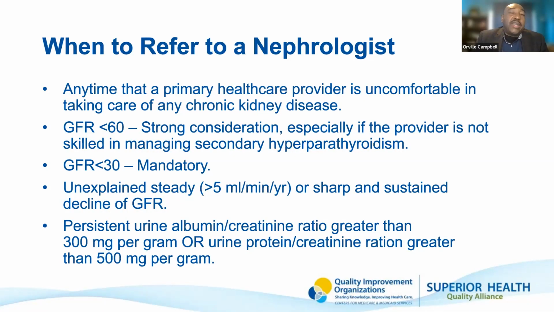And the reason for that is that's when you start to see advanced secondary hyperparathyroidism. You start to see bone mineral metabolism issues such as increased phosphorus, decreased vitamin D levels, and reduced calcium levels due to the inability to absorb calcium due to the lack of production of vitamin D.